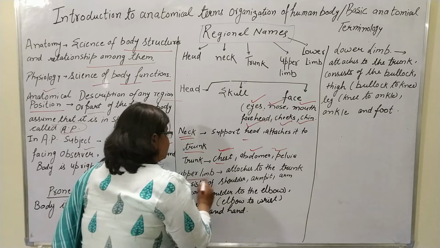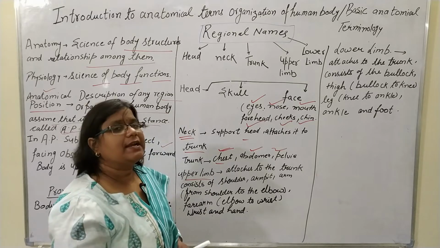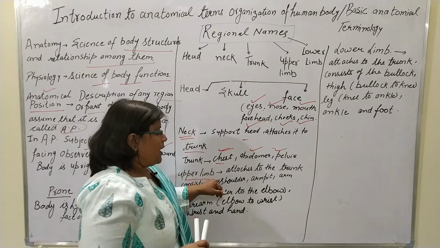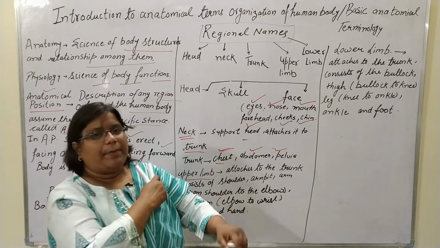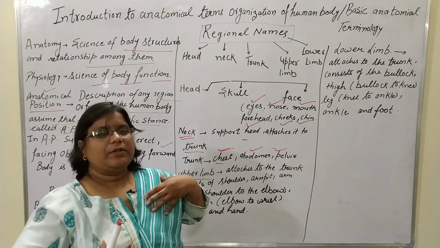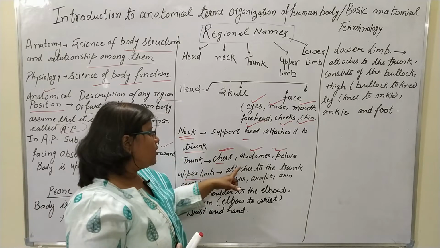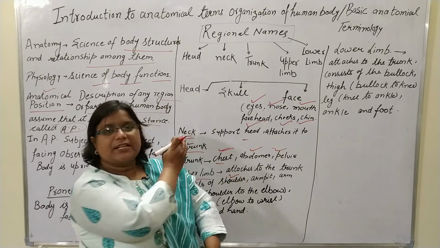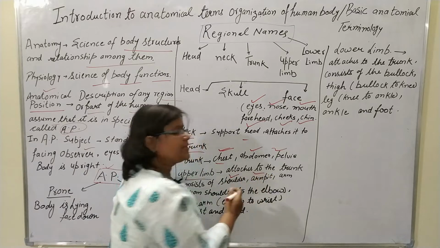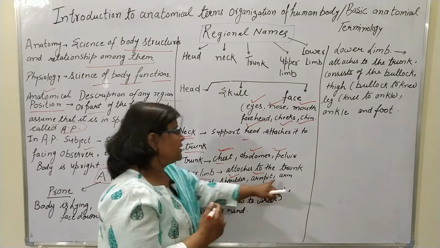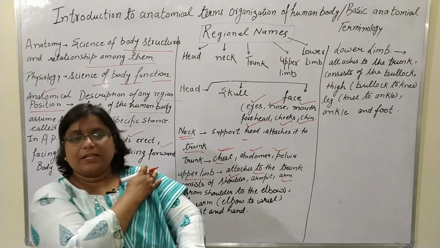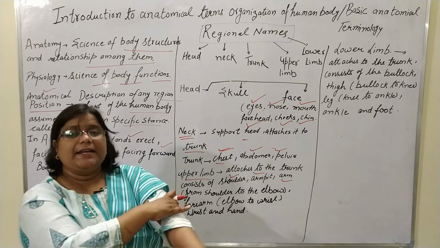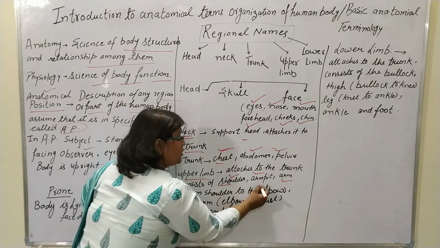Now this is the upper limb. Upper limb means both hands. The upper limb attaches to the trunk with the help of the shoulder, and it consists of the shoulder, here is the shoulder, and the armpit. Here is the armpit. Now the third one is the arm. The arm region starts from the shoulder to the elbow.